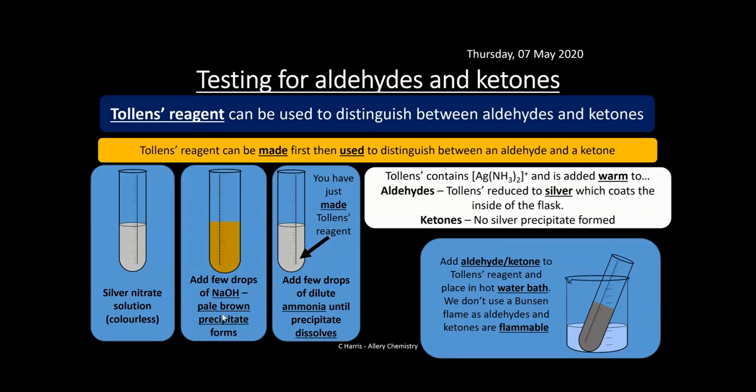And then what you see is that, because effectively this is an oxidizing agent, if you have an aldehyde, the aldehyde can be oxidized to a carboxylic acid, and the result is we get a silver lining around the test tube. It's really nice, and we call it the silver mirror test. So we get a silver mirror with an aldehyde. Ketones can't be oxidized, so we get no precipitate whatsoever. So that's a way in which we can distinguish if we've got an aldehyde or a ketone.